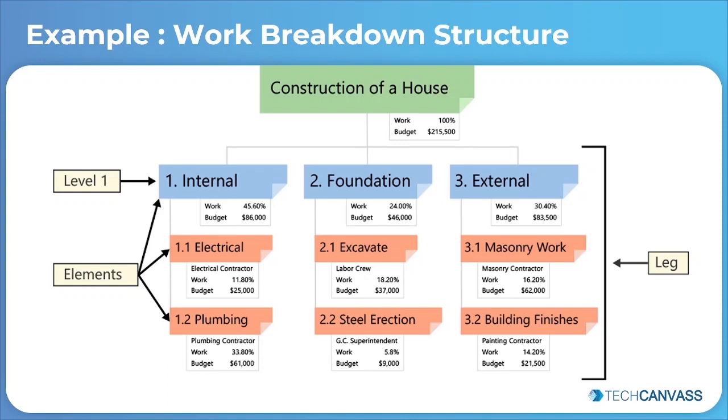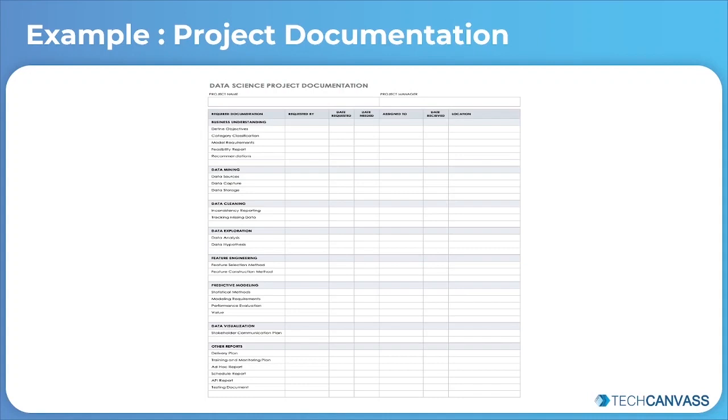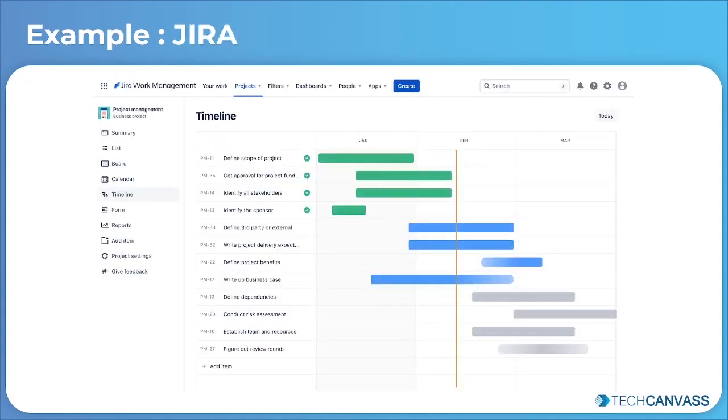The third example is a work breakdown structure. Here, you break down the work into different levels. Another example is project documentation. Here, you can put in the details of the project documents, when it is requested, whom it is requested by, the date it is needed, and other details. Another example is Jira. This is how a Jira board looks like.